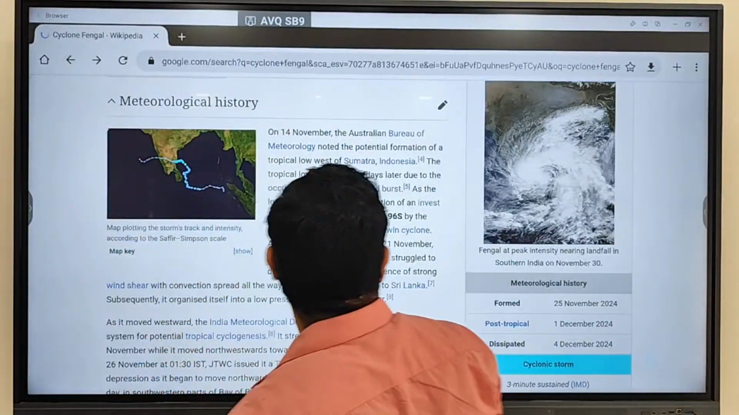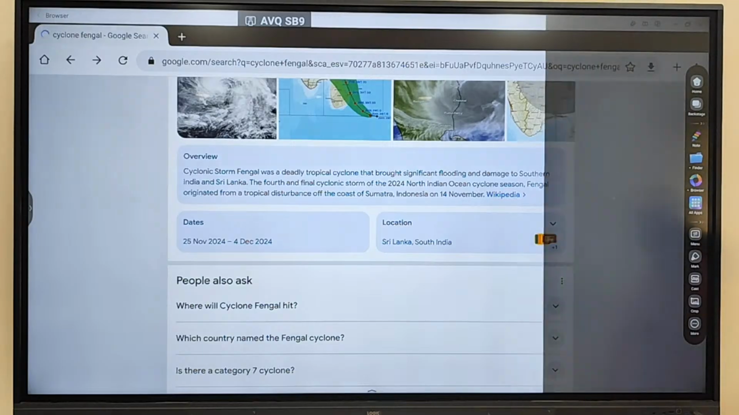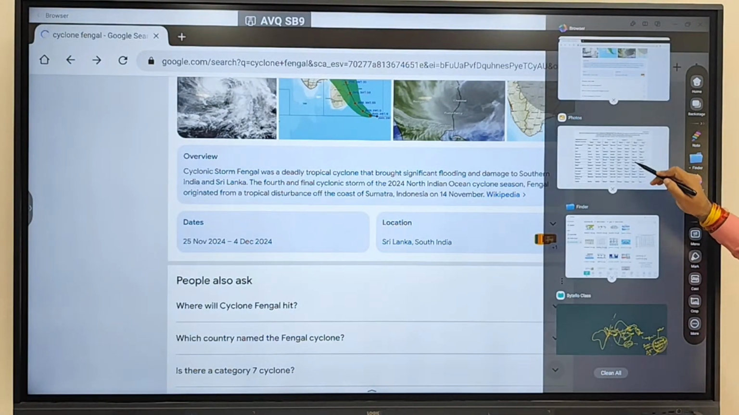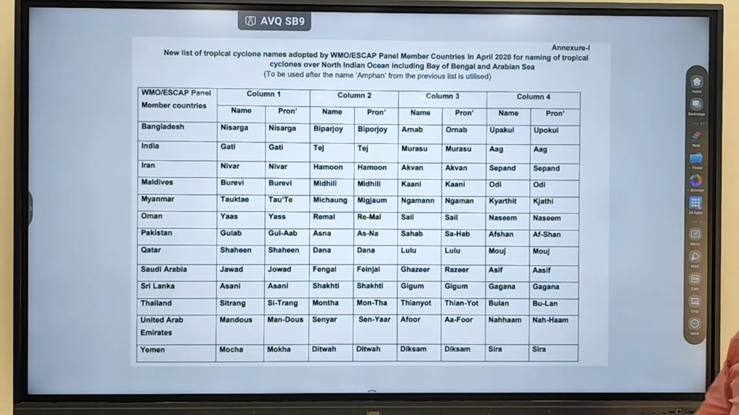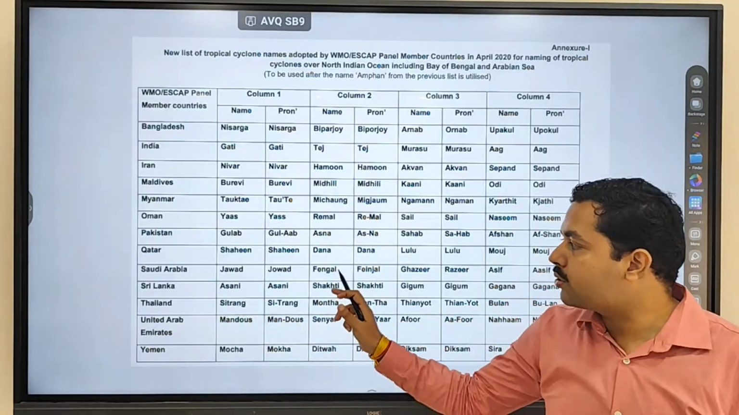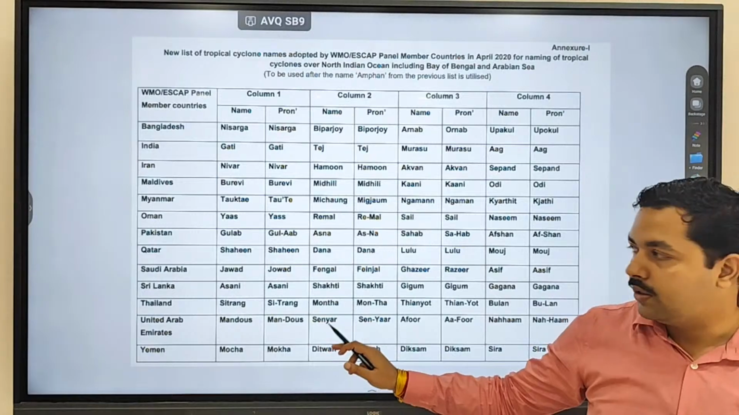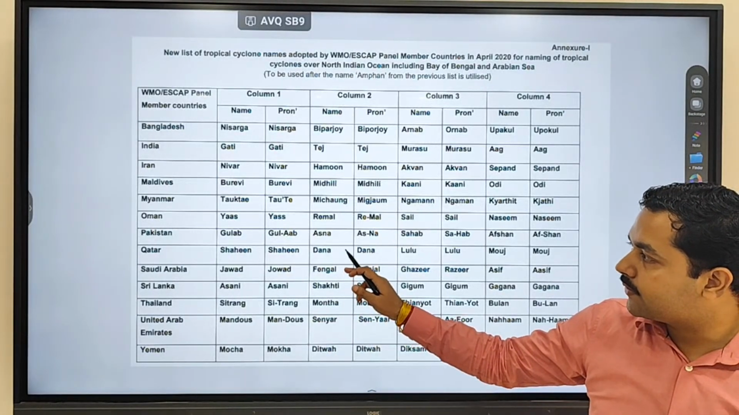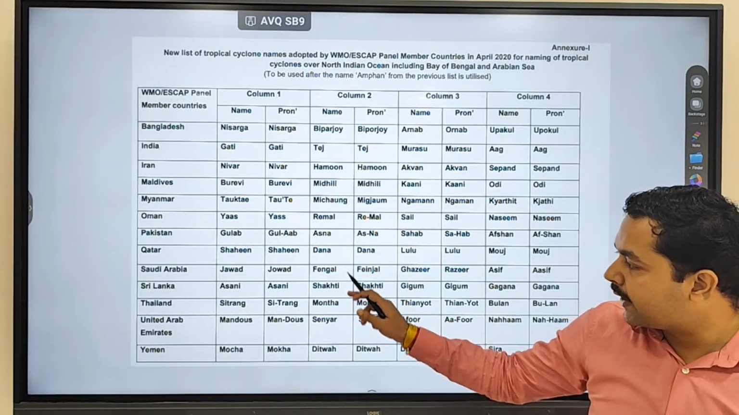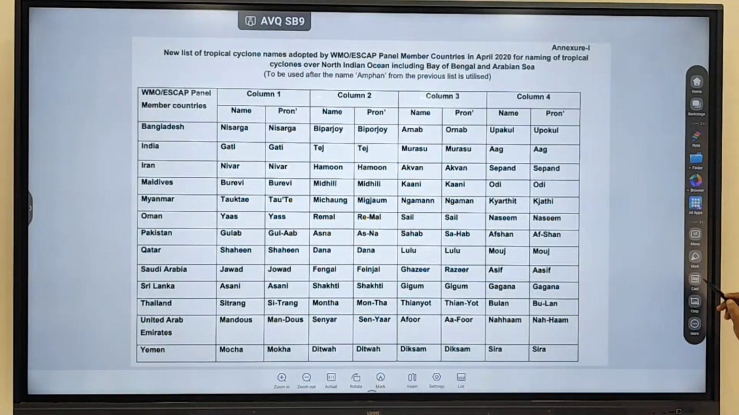So we discussed now these two names have been already used. Who has given the names? We discussed the Shakti name is given by whom? Sri Lanka. Yes. And Fengal name was given by whom? Saudi Arabia. So these two cyclones have occurred. The next cyclone is going to be named as what? Montha. So just note down these from here to here, from Dana to Ditwa. You can note down the names.